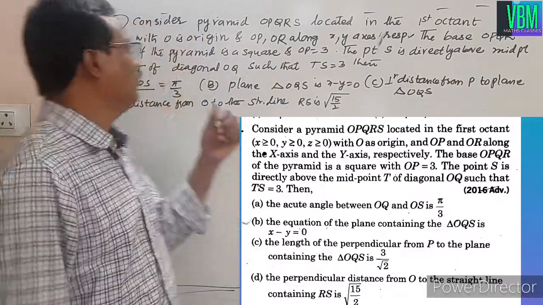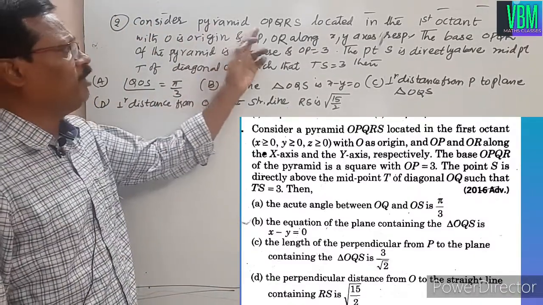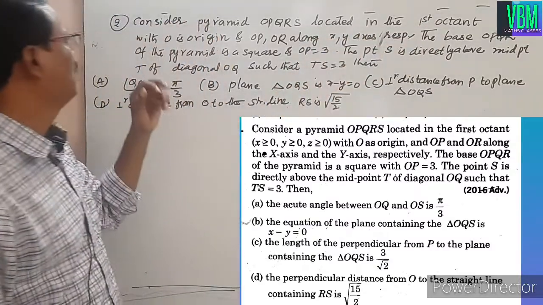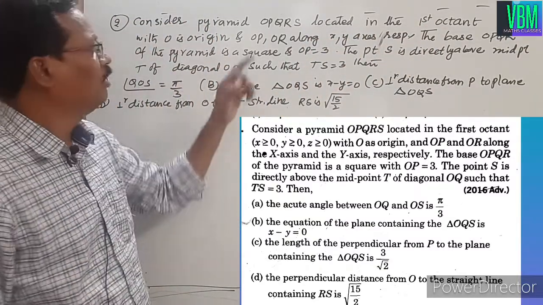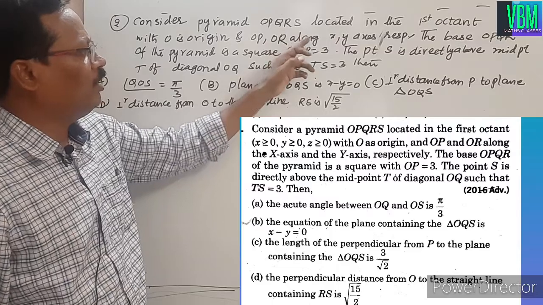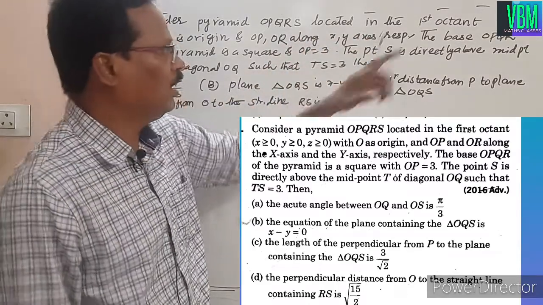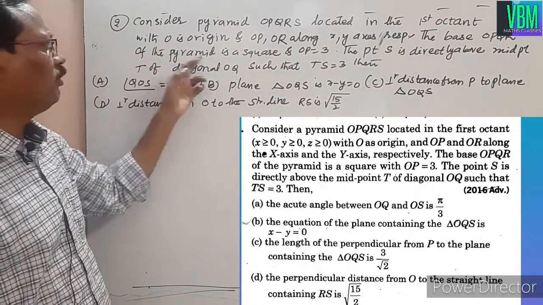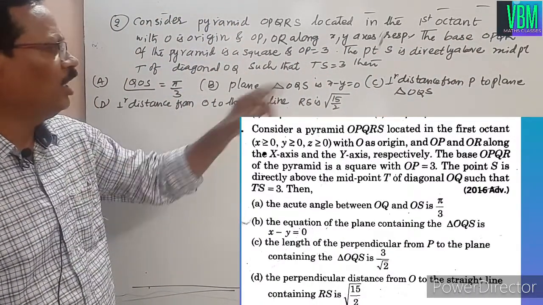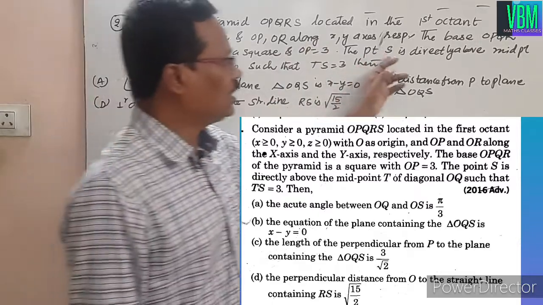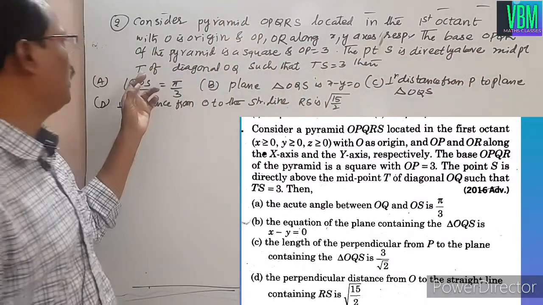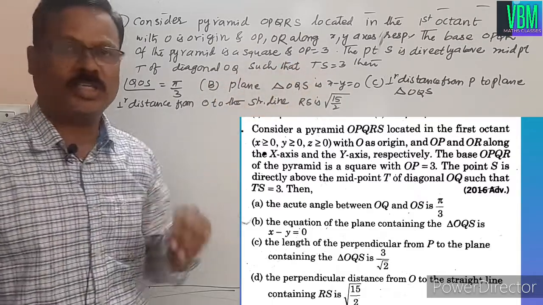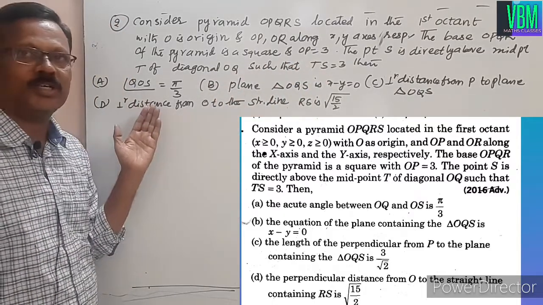See the next problem. Consider pyramid OPQRS located in the first octant, with O as the origin, and OP, OR along the x, y axes respectively. The base OPQR of the pyramid is a square and OP equals 3. S is directly above the midpoint T of the diagonal OQ such that TS is equal to 3. Then which of the options is correct?